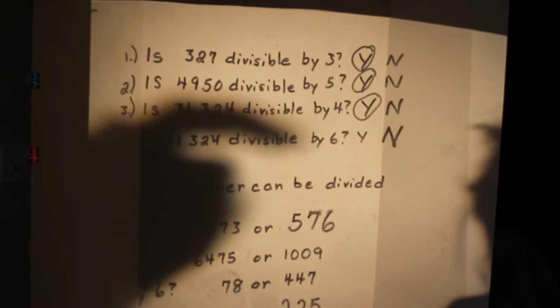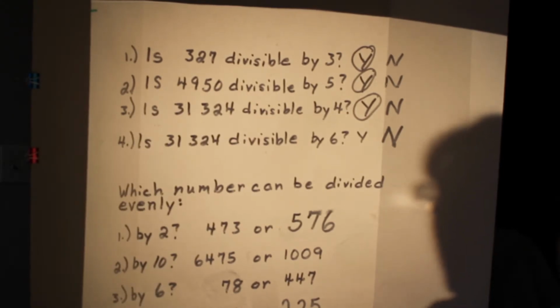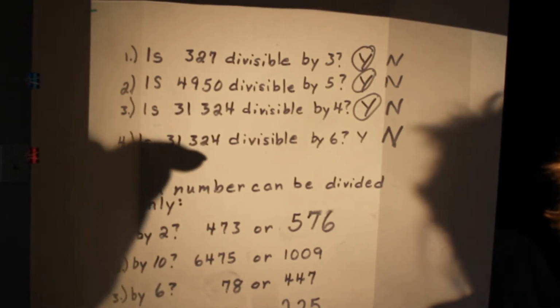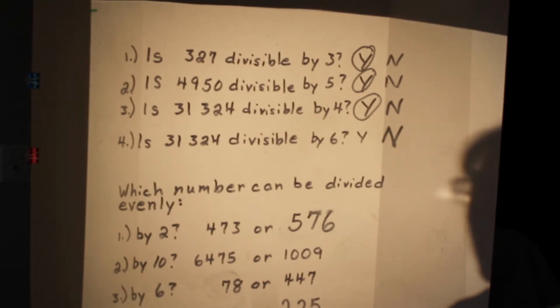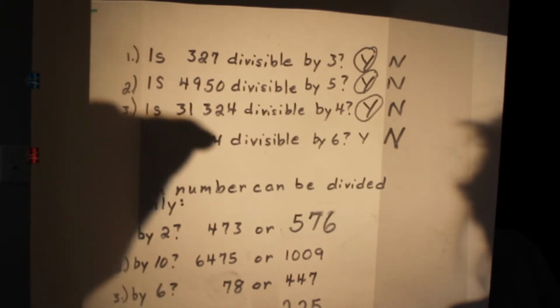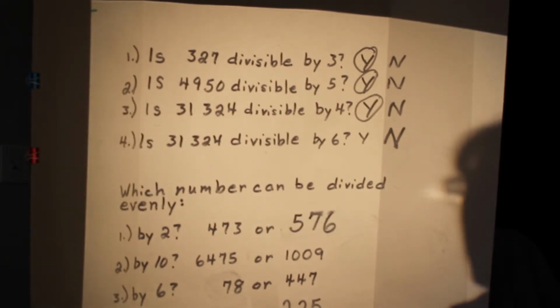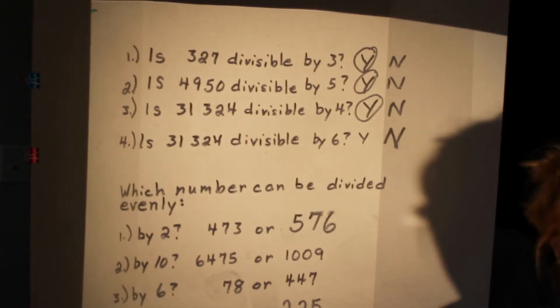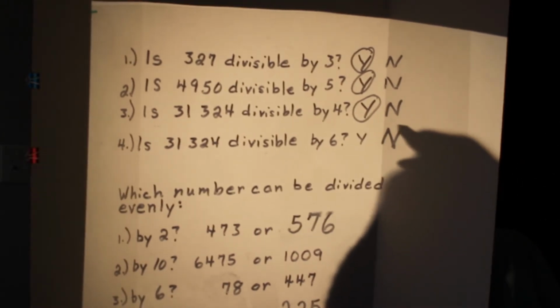31,324, is it divisible by 6? Is the number even? Yes, it's an even number. If I add up the digits, can I divide it by 3? 3 plus 1 is 4, plus 3 is 7, plus 2 is 9, plus 4 is 13. Will 3 go evenly into 13? No. So therefore, this one's a no.